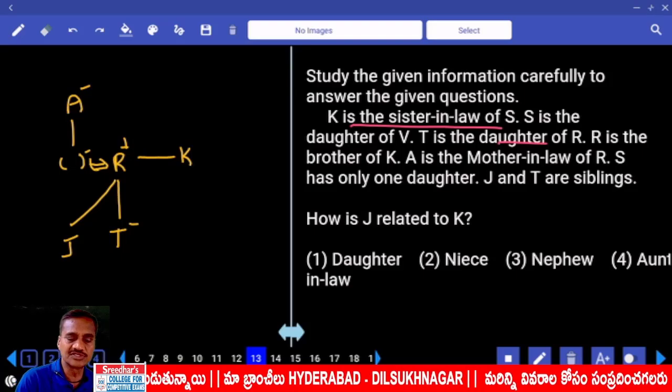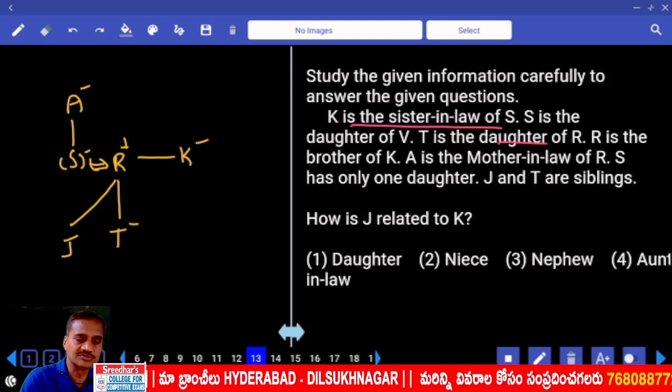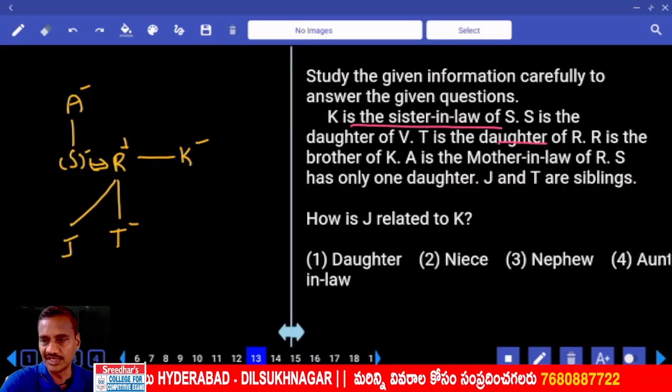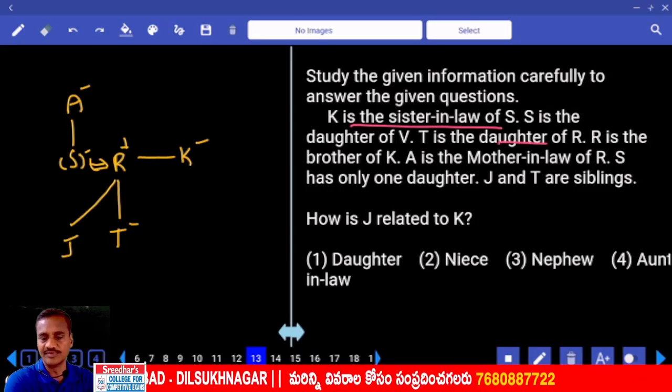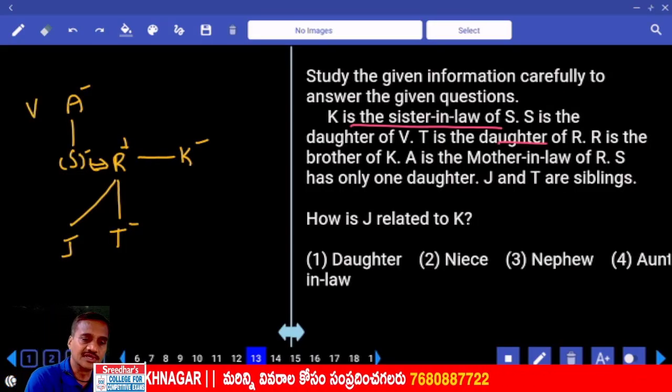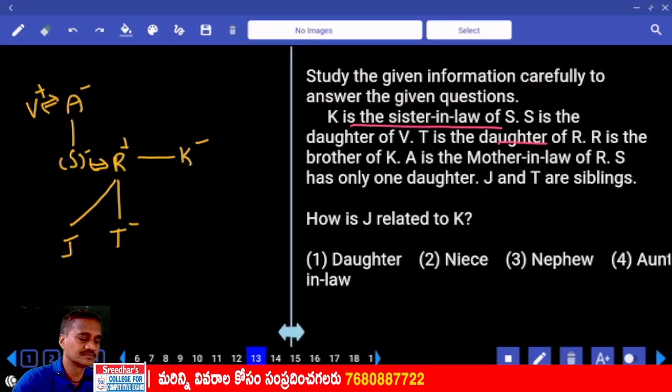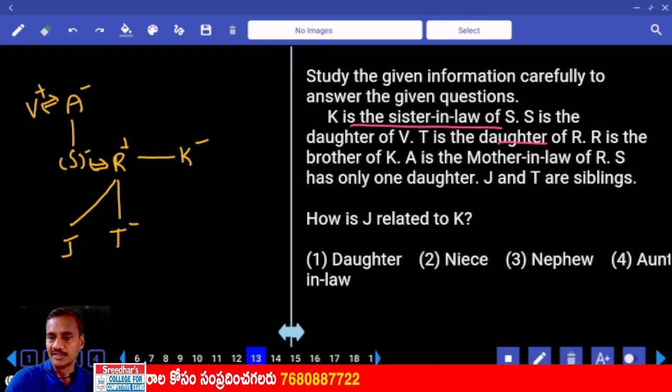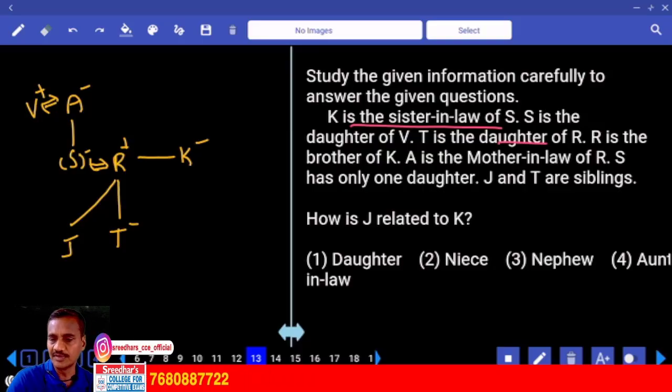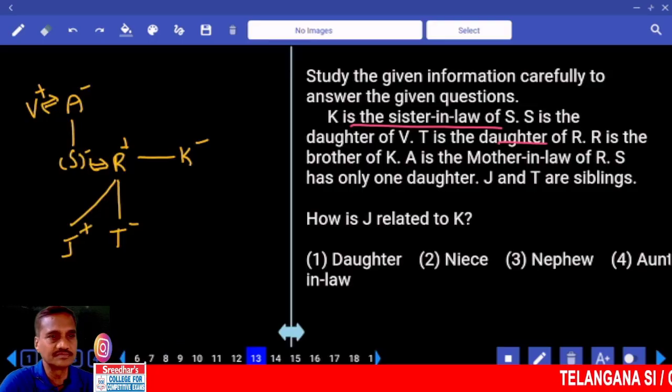Now here K is the sister-in-law of S. And S must be here. S is the daughter of V. Hence V and A are married to each other. Then S is the daughter of V. T is the daughter of R. R is the brother of K. A is the mother-in-law of R. And S has only one daughter. That means J must be the son.